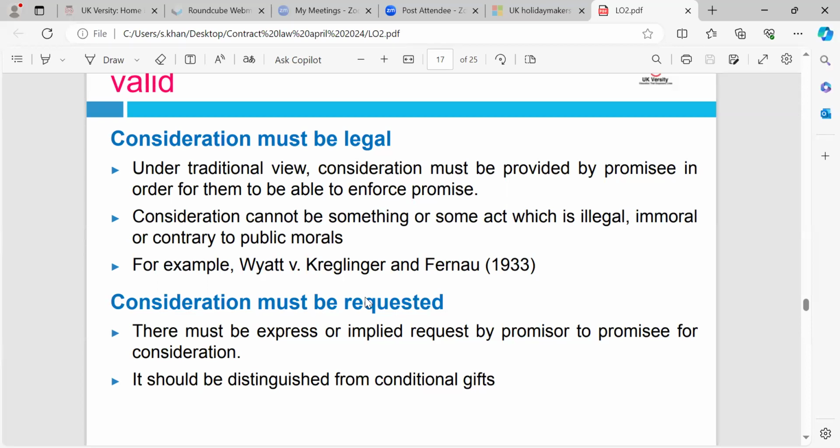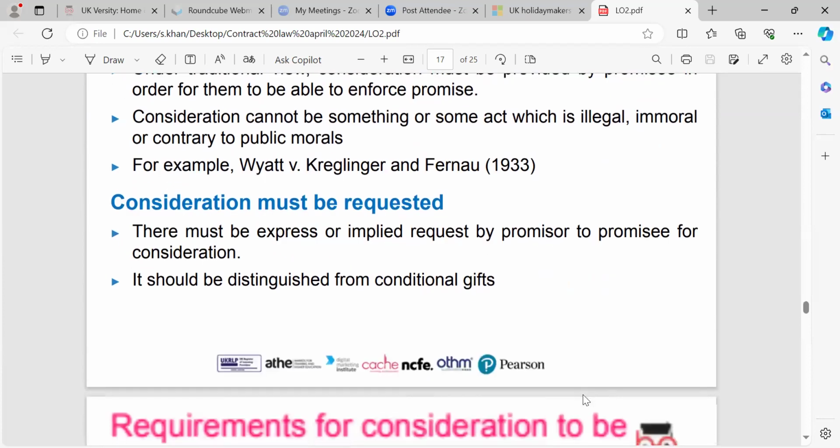Such agreement would be void as being against public policy, and in restraint of trade. It would be against public policy to seek to restrict competition in this way, and any such agreement was therefore unenforceable. The next one is consideration must be requested. So there must be express or implied requests by promisor to promisee for consideration. It should be distinguished from the conditional gifts.